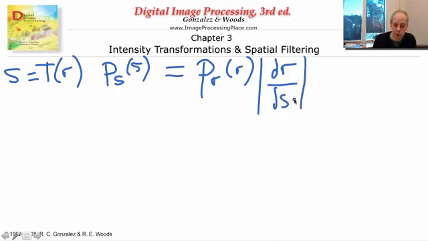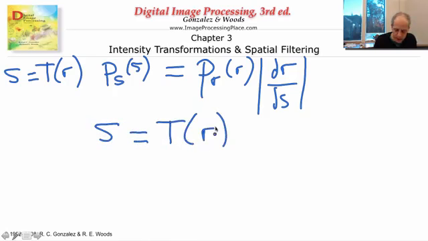This is the relationship. So the new probability distribution is the old probability distribution times the absolute value of this derivative. That's a well-known result from probability distributions, and it's all you need to understand the rest of the derivation. So let's just assume for a second, and I'm going to prove to you that this is the transform that we are looking for. Let's assume for a second that this is my transform.